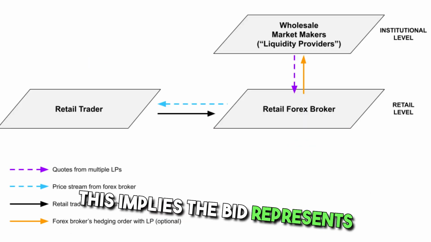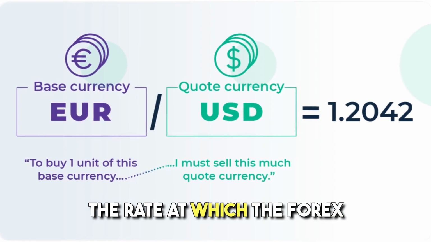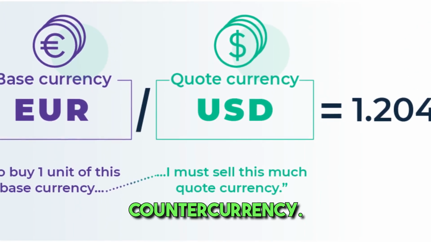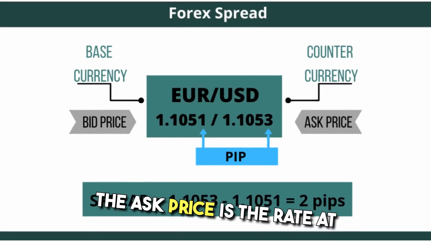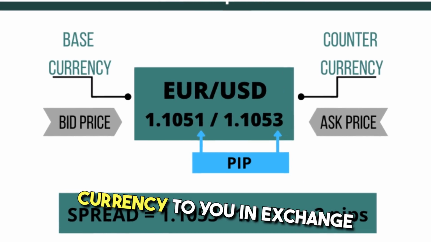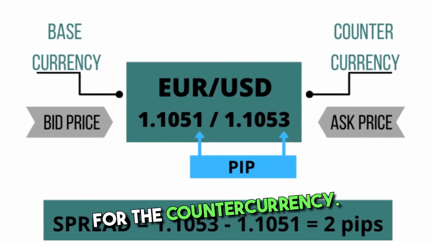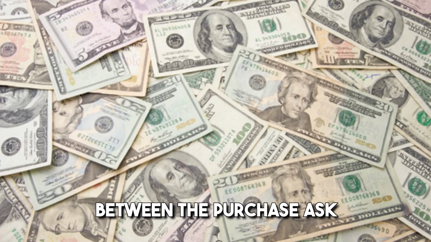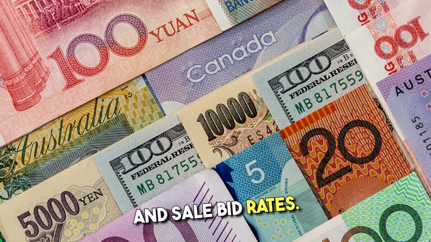This implies the bid represents the rate at which the Forex broker is prepared to purchase the base currency from you in exchange for the counter currency. The ask price is the rate at which the Forex broker is prepared to sell the base currency to you in exchange for the counter currency. For you, as the price taker, the spread is the difference between the purchase, ask, and sale, bid rates.